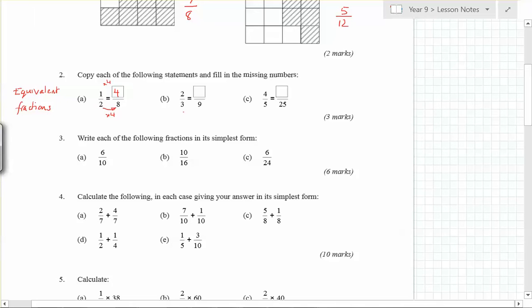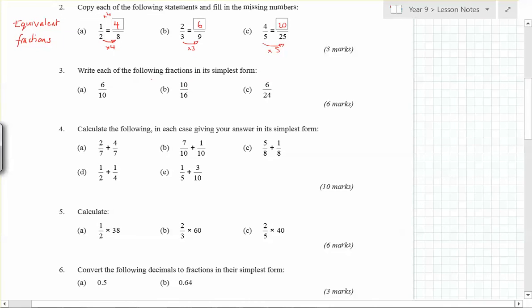So, Millie, this one was multiplied by 3. So the top must be 6, good. Jana, this one was multiplied by 5, so the top number must be 20, good. Now write the following fractions in their simplest form.